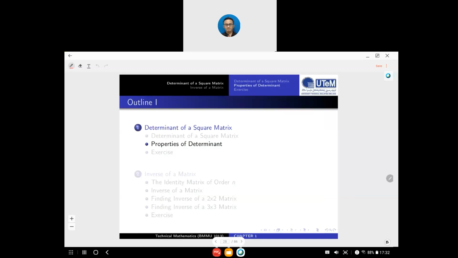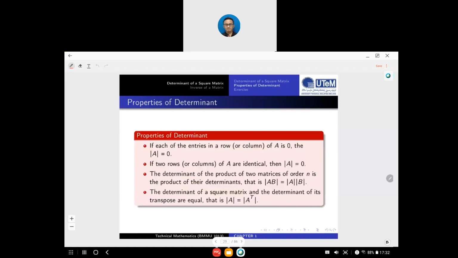Okay, next, properties of determinant. If each of the entries in a row or column of matrix A is 0, that means every row or column entry is zero, then the determinant equals 0. You do not need to calculate anymore. But the condition is that all entries of one column or one row must be 0. So the determinant is equal to 0.